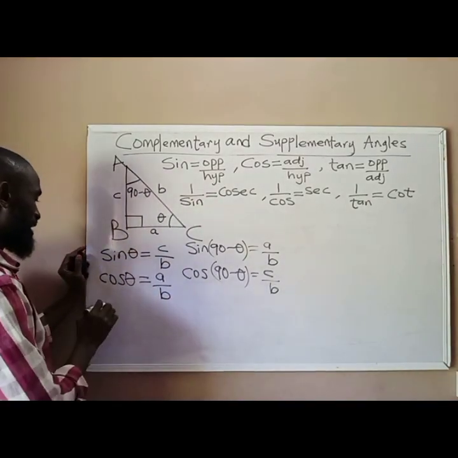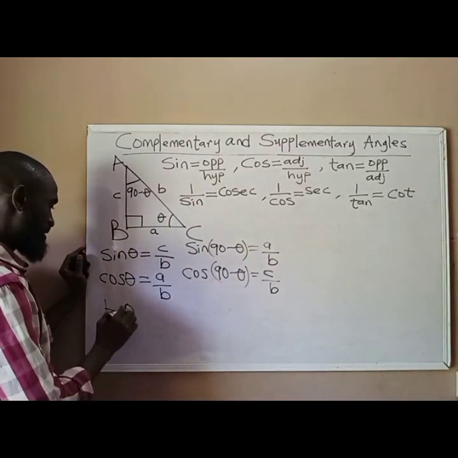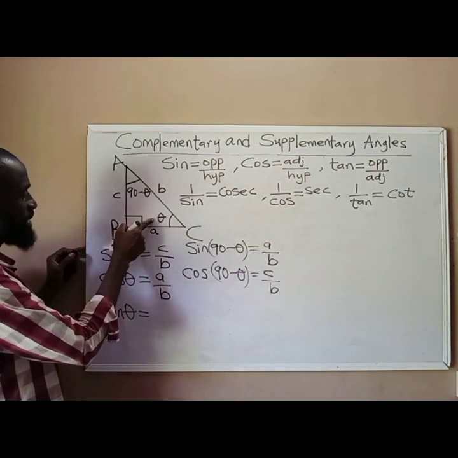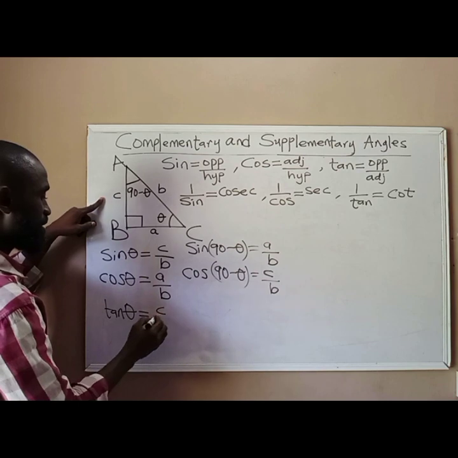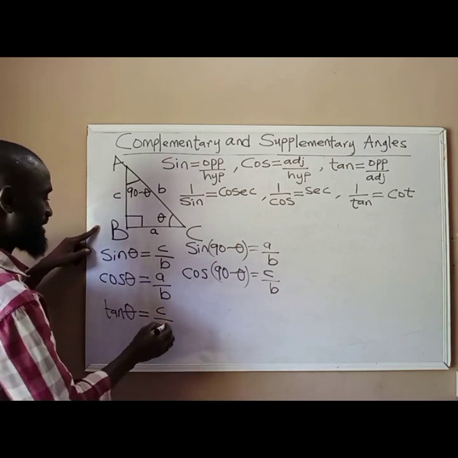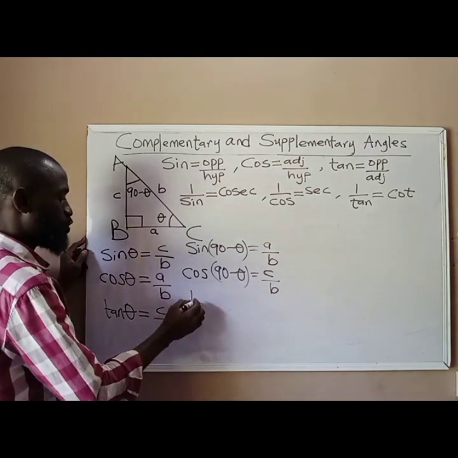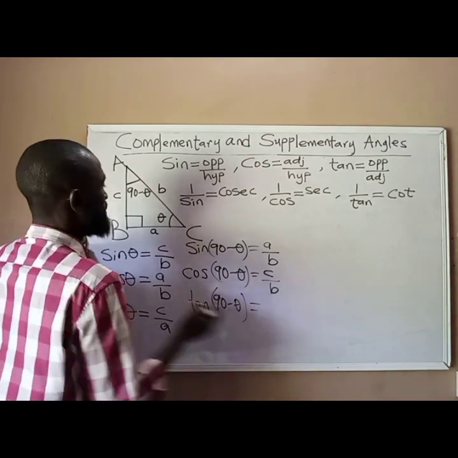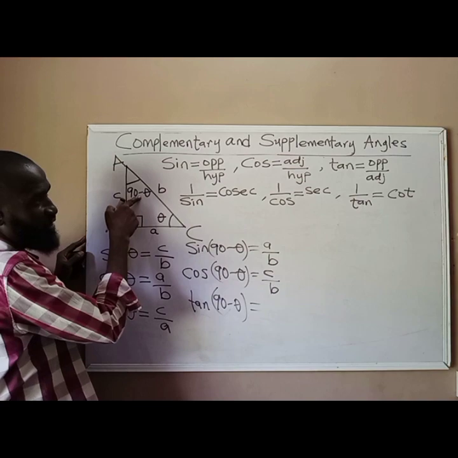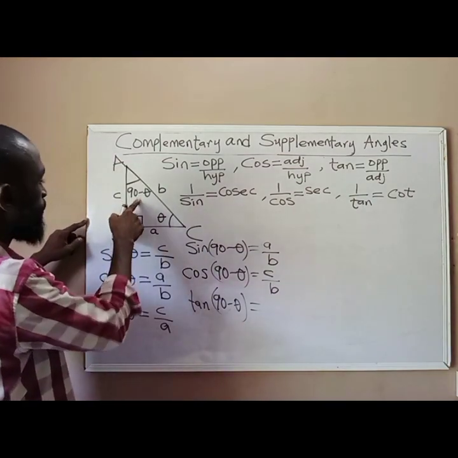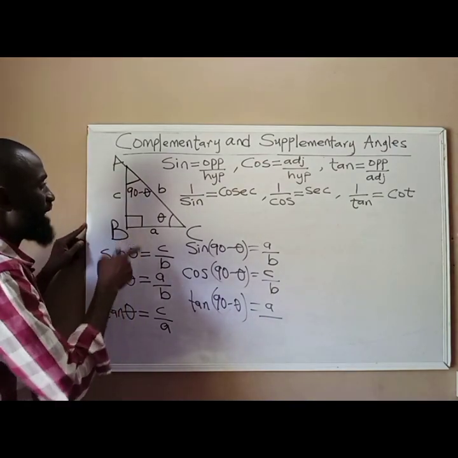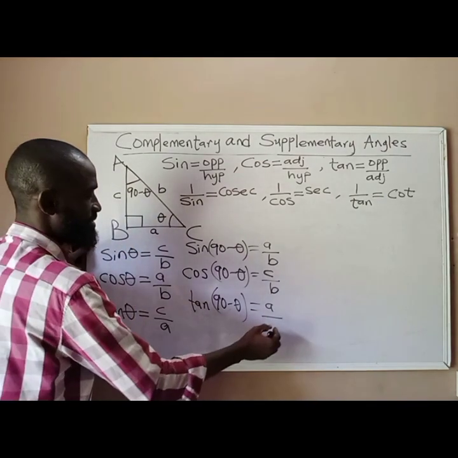So let's go to tan theta. What is tan theta? Tan is opposite over adjacent. To this angle theta, where is the opposite? C is the opposite. Where is the adjacent? A is adjacent. Let's now go to tan of 90 minus theta. What would tan of 90 minus theta give us? This angle. Tan is still opposite over adjacent. To this angle, A is the opposite, all over the adjacent, which is C.